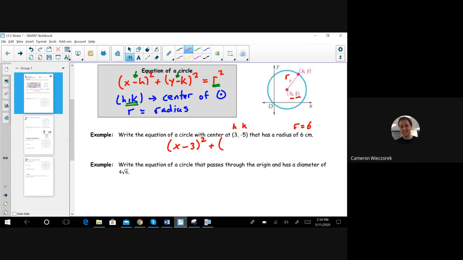Plus, now I look at the y value of the center. I see a -5 for k, which means when I do minus -5, now I'm going to have y plus 5. All I do is change the sign on that k value, squared, equals, and we're not putting 6 on the right side, it's the radius squared. So I'm going to take 6 and square it, and I'm going to put 36 on this side. And that's it. If you were to graph that on Desmos, or even by hand, I'll show you how to graph one after by hand, you would have a circle with a center at 3, -5, and the radius would be 6.